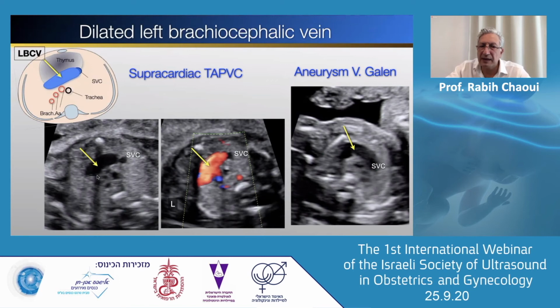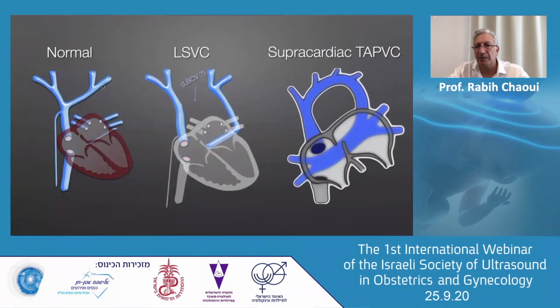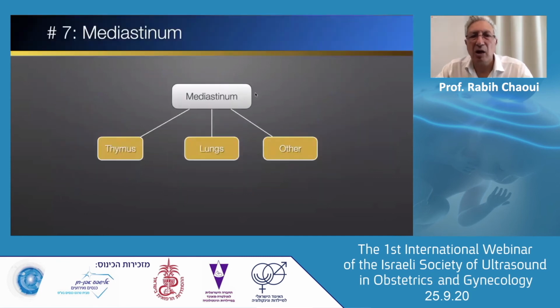And interestingly, you may see a kind of superior vena cava on the left side, but there is a bridging vein. This combination is very tricky because it's typical for supracardiac, whereas in isolated superior vena cava on the left, there is no bridging vein. You see here the normal condition, the absence in LSVC, and in supracardiac abnormal lung vein drainage, there is the enlarged bridging vein. I come to the end with the mediastinum.